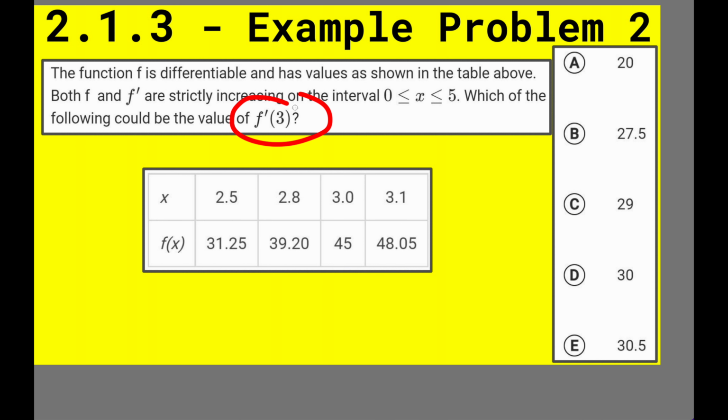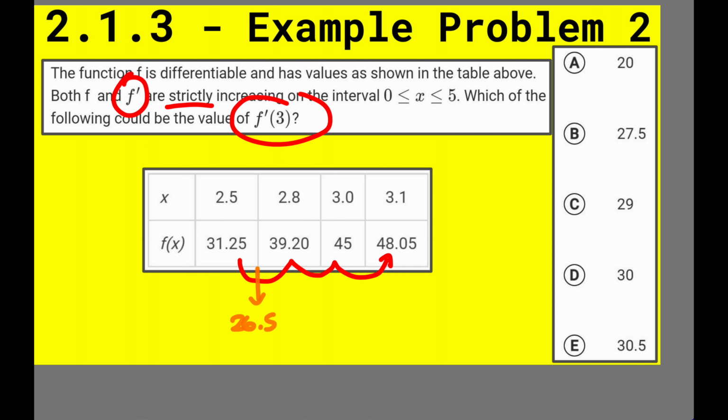All right, first thing that you should see is that f is increasing the entire time. So it's strictly increasing, it's only going up. Its derivative is also going up as well because that's what it says right here. So what we need to do is estimate the derivatives in between all of these points, and I'm going to use a calculator to do that. First, I'm going to find the derivative in between these 2 points right here. We're going to do 39.2 minus 31.25, you get 7.95, and then we divide it by 0.3 because it's change in y over change in x, and you get 26.5.